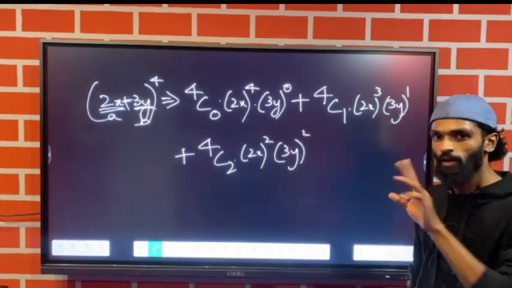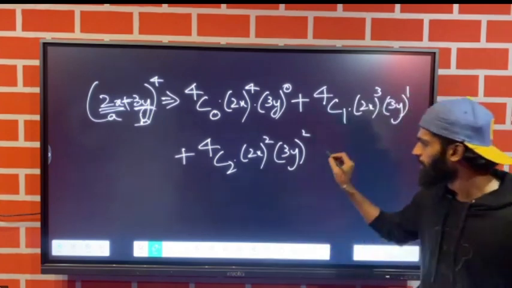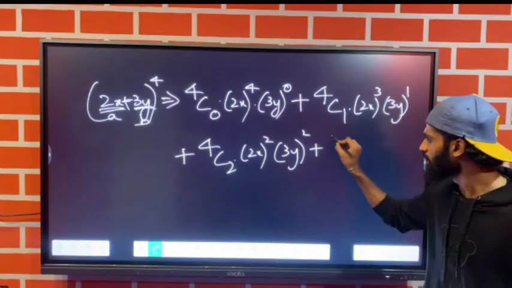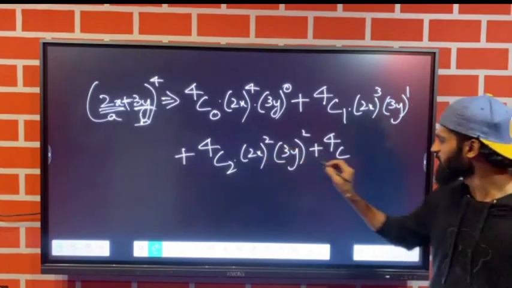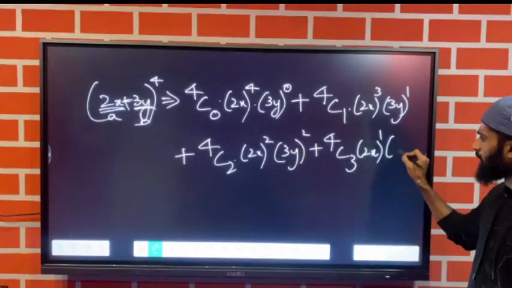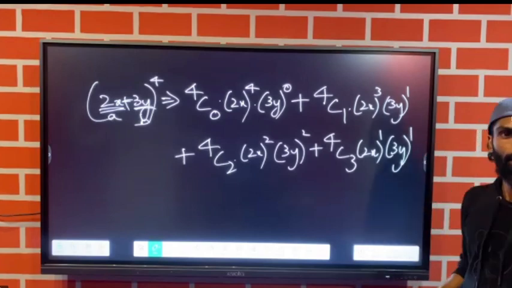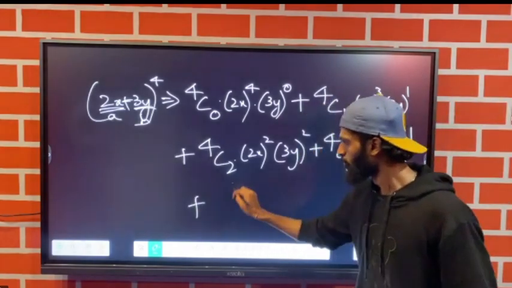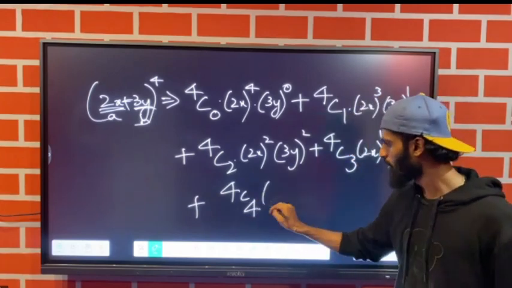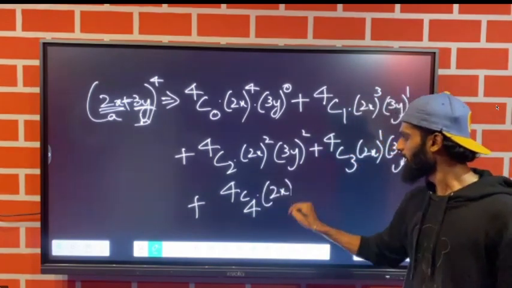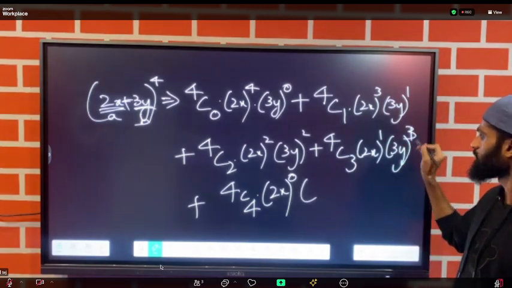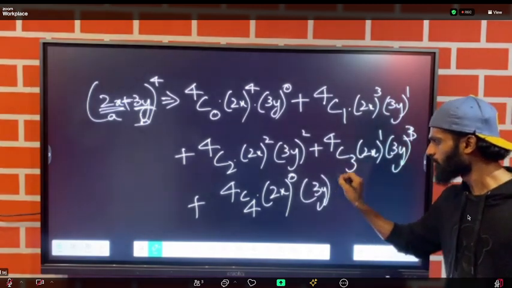Should we keep on going? No. A few more steps. It won't go up to infinity, is what I'm trying to say. Again, what remains constant? 4C. Increase by 1. Decrease by 1. Increase by 1. Plus 4C as it is. Increase by 1. Dot. 2x. Decrease by 1. 1 minus 0 is 0. Okay, I might as well take it. It's 3 here. Then 3y to the power 4.